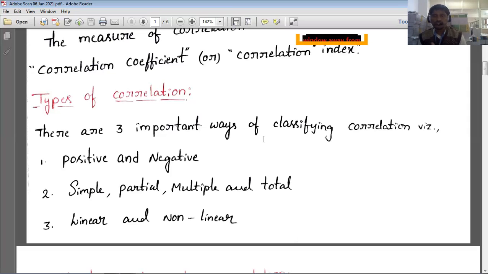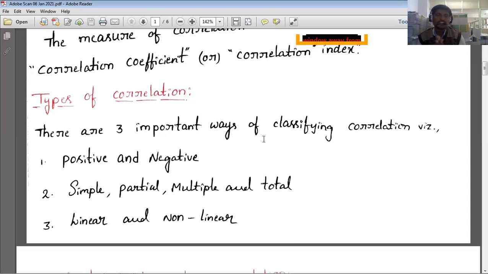And next, total correlation is where we discuss the entire set, everything included in that. That one we call total correlation. And next, the third one, linear and non-linear correlation. Linear and non-linear correlation is: if the ratio of the variables is going on a constant way, then we call that a linear correlation. And non-linear is obviously not the same ratio.